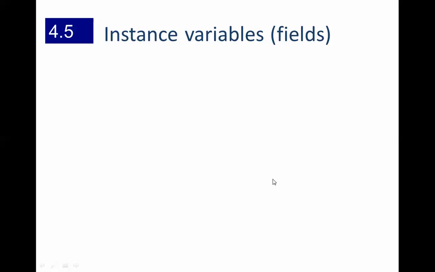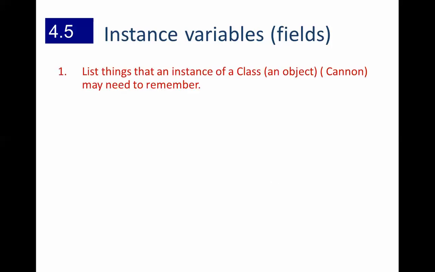Okay, so we're going to learn about instance variables, also known as fields. List things that an instance of a class, an object, such as a cannon, may need to remember. What kind of things should a cannon remember? If you're playing the game, what would be handy if your cannon remembered?